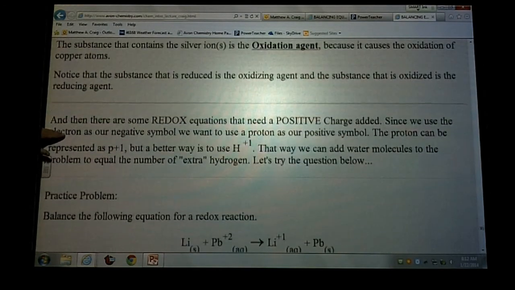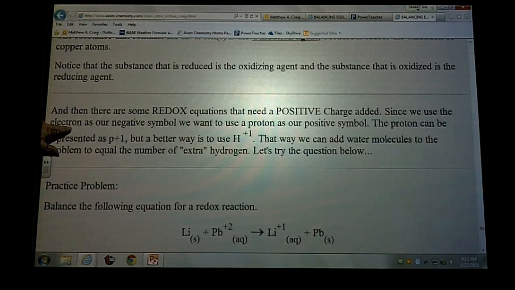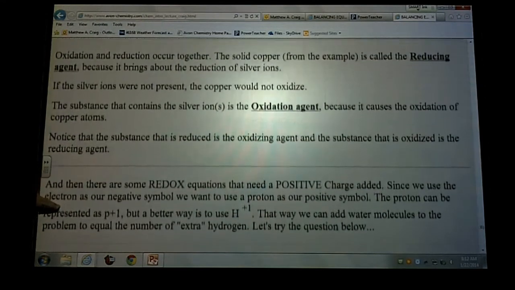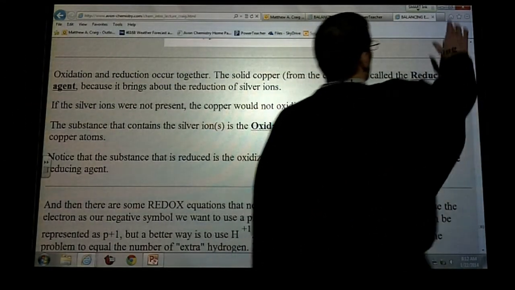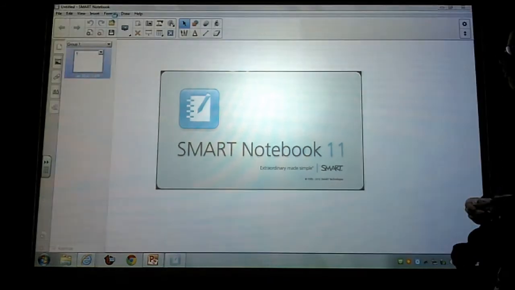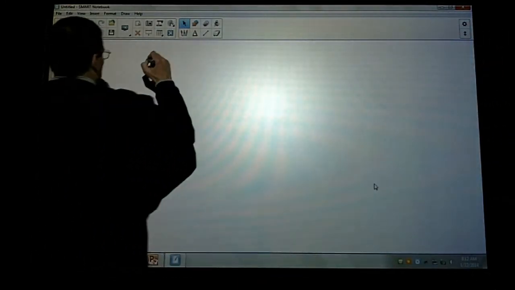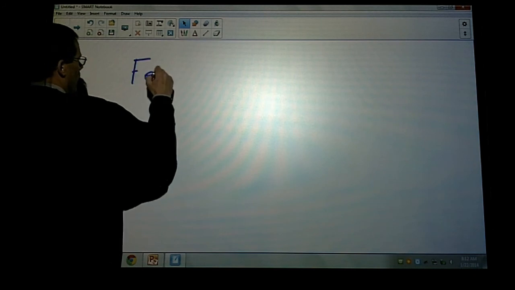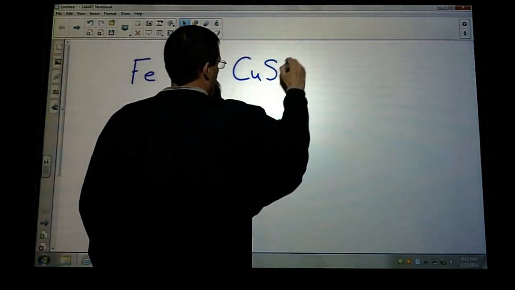And then we'll do some of the practice problems here. But before I do that, does everybody have those blanks? Yeah. Okay. I'm going to do a demo. Turn to the page where you have the single replacement table. And we'll see here. Okay, I'm going to work with iron and some copper 2 sulfate.